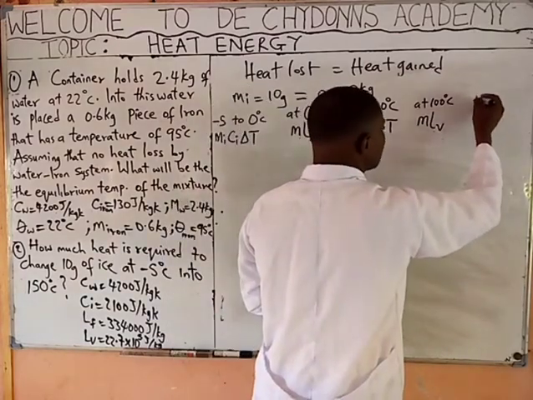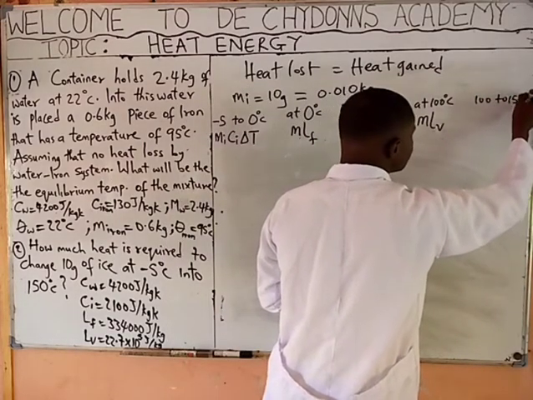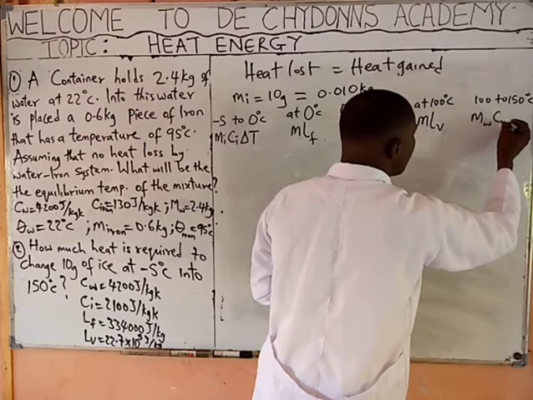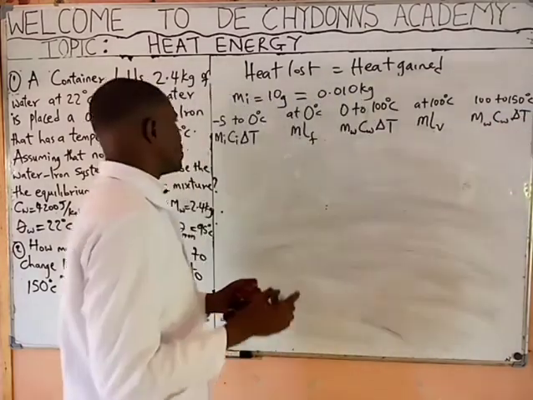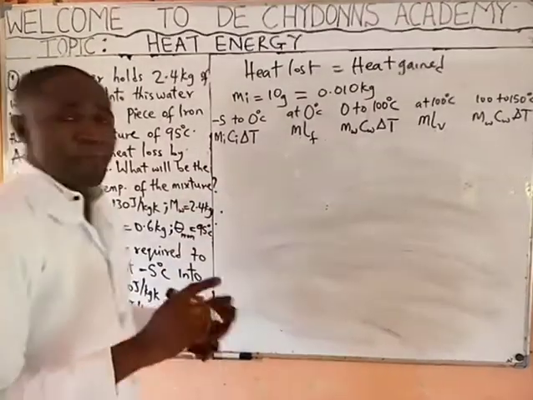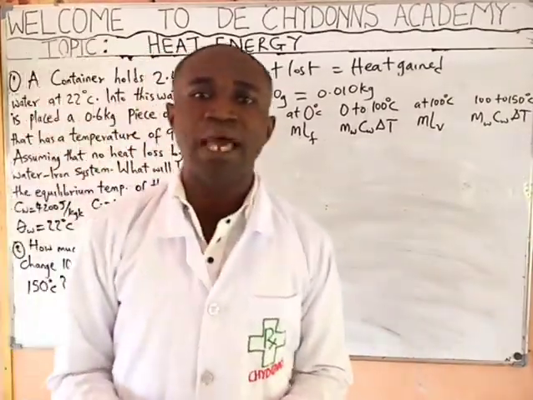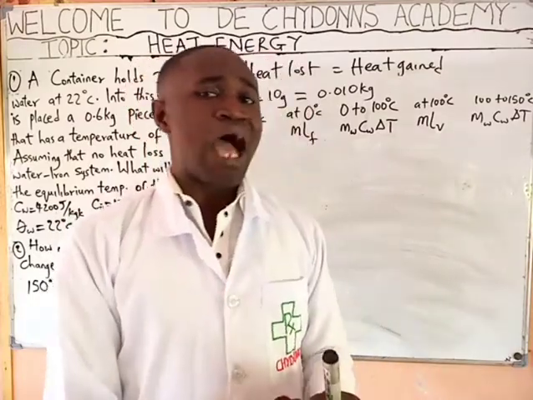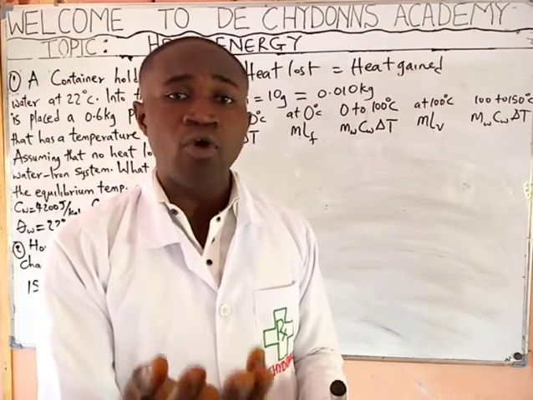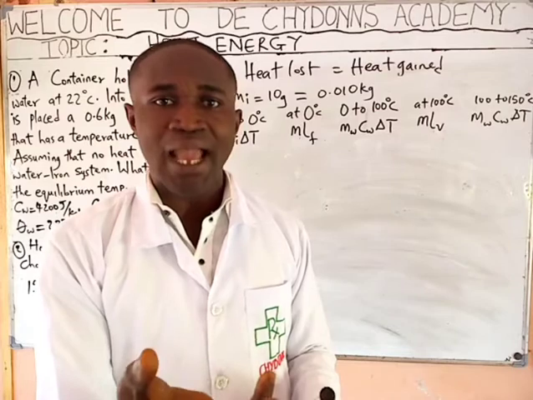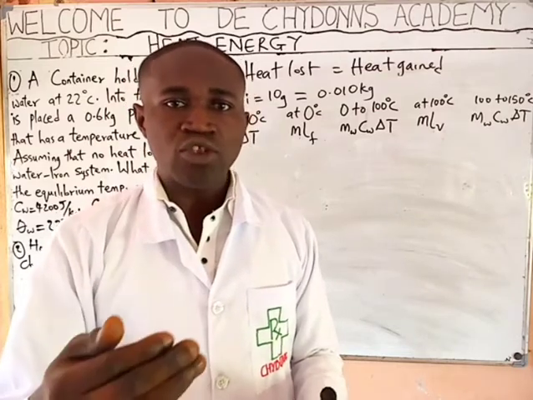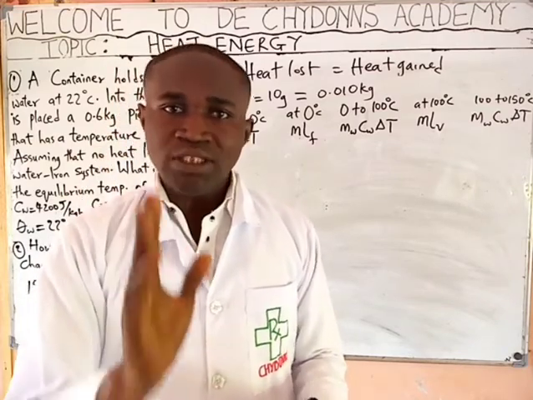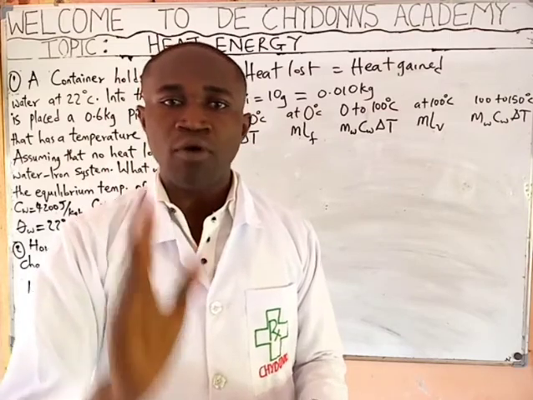Then it will now get from 100 to 150. So heat required to move from 100 to 150 is mass of water, C of water, change in temperature. So let's compute that. Mass of ice and mass of water will be the same because nothing is lost. When you take 10 grams of ice and melt it, the quantity you get in liquid is still 10 grams, unless some of it is lost, maybe poured away. As far as none is poured away, the quantity of the ice is equal to the quantity of the water.